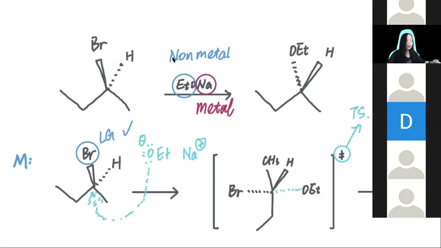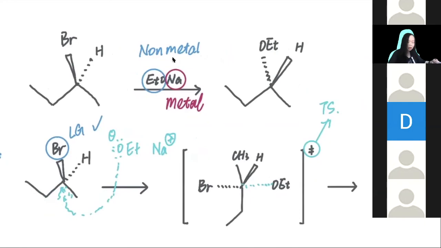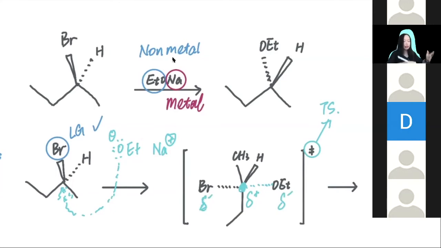Okay, and when the central carbon in the middle has been attacked by the nucleophile, the leaving group isn't really falling off yet. So at this stage, my carbon is partial positive, my leaving group is partial negative, and my nucleophile is partial negative. So there is a transition state.